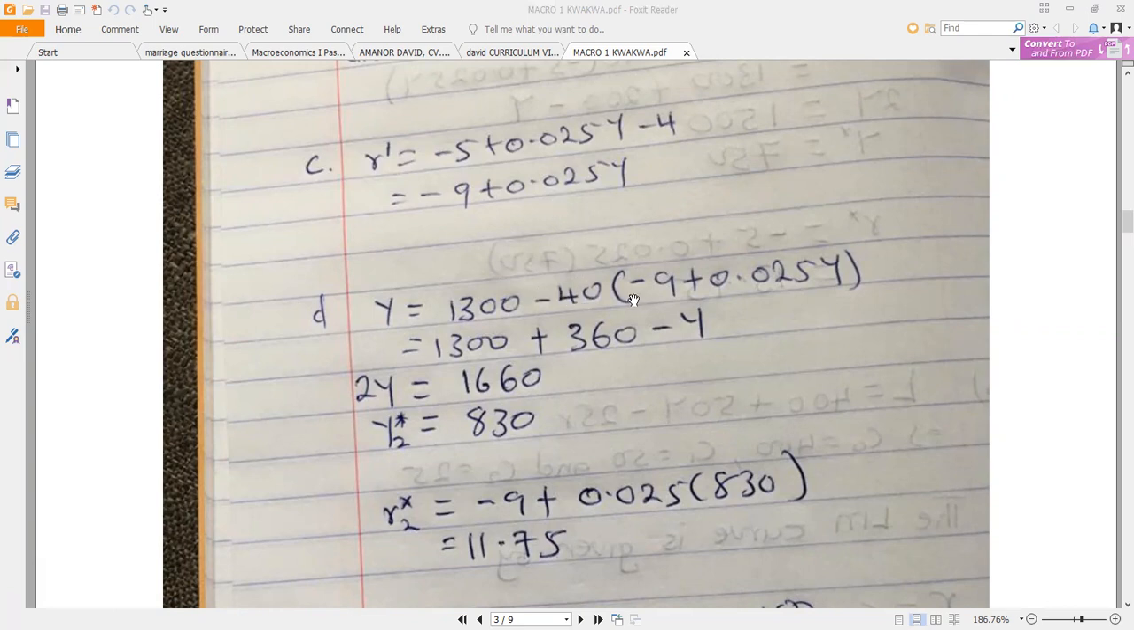So half... -40 times (-9). Initially that was -5, now it's -9. -40 times -9 is positive 360. And then -40 times 0.025y gives us -y. So you send this y to the left-hand side and we get 2y equals, if you add this, 1660. Divided by 2, we get 830. So you see that because of the increase in the quantity of money, there's an increase in income.